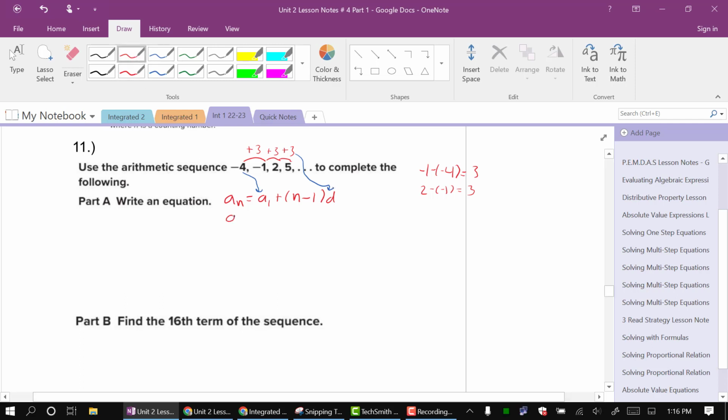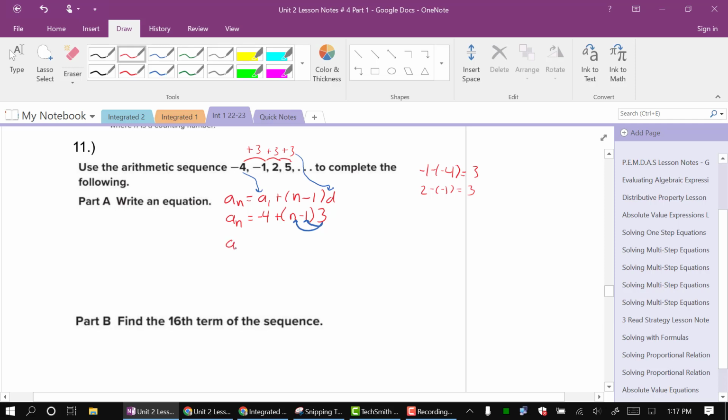So this is going to give me a_n equals -4 plus, I don't have anything for n minus 1, so I'm just going to copy that down again. But I do have my d value. My d value is 3. As we worked before, I can distribute that 3 to both the -1 and to the n. Distribution means I multiply everything that is inside by the number that is outside.